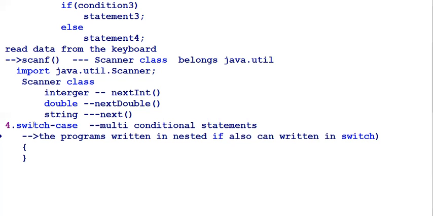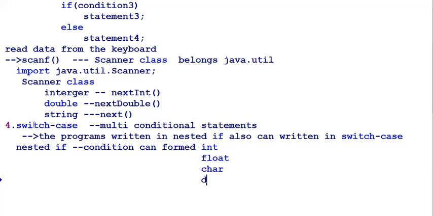But what is the difference between the switch case and nested if? Now we have to take the main point here. In the case of nested if, the conditions can be applied for any data type. The conditions can be formed by integer type, float type, double type, char type, even string type.